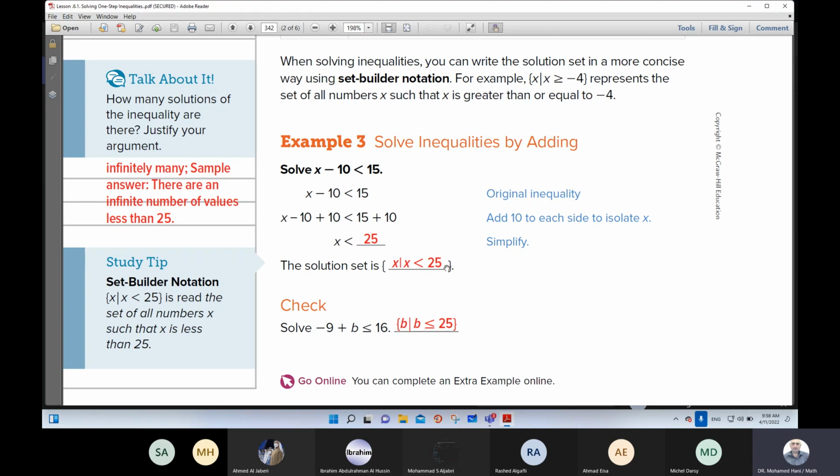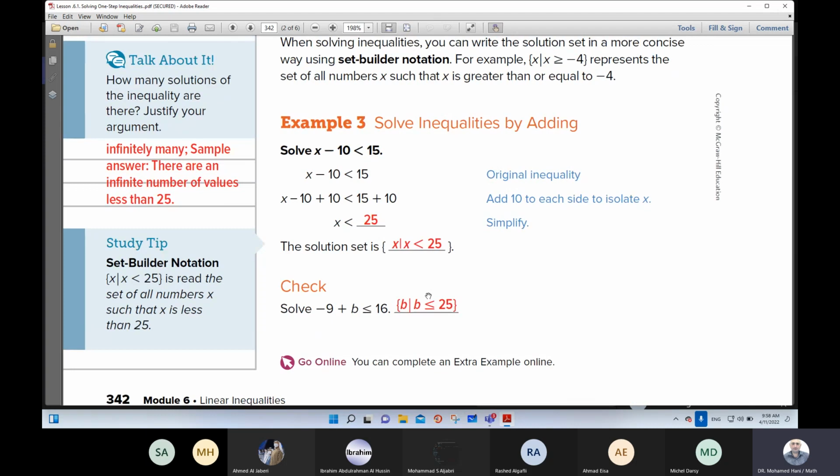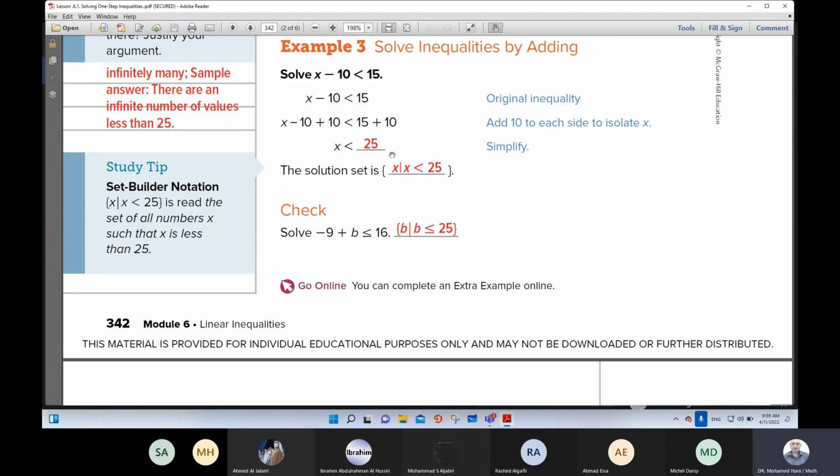If you want to check, you can choose any value less than 25, for example, 10. Put 10 here: 10 minus 10 is 0. Is 0 less than 15? Yes, this is true. This is a true solution. As you see here, you have this inequality.